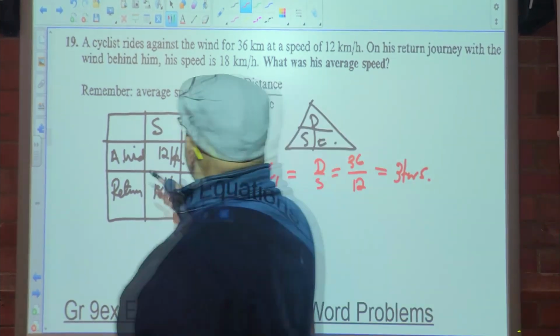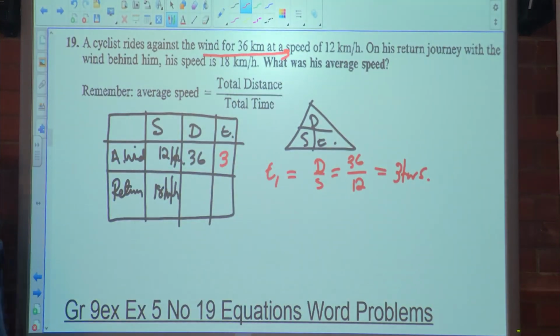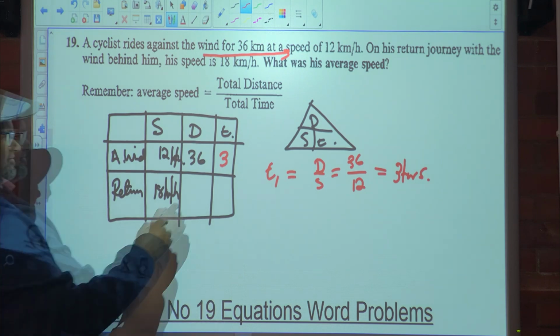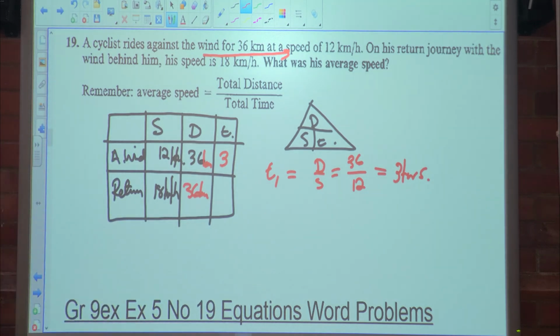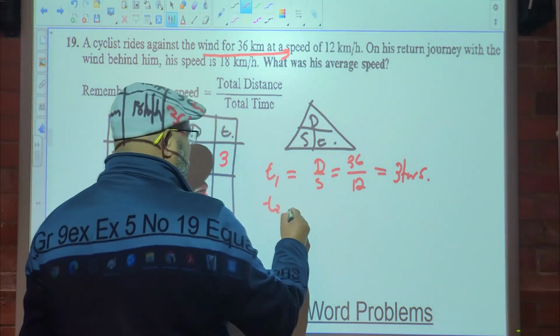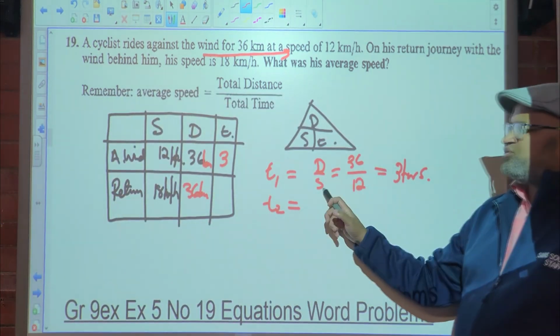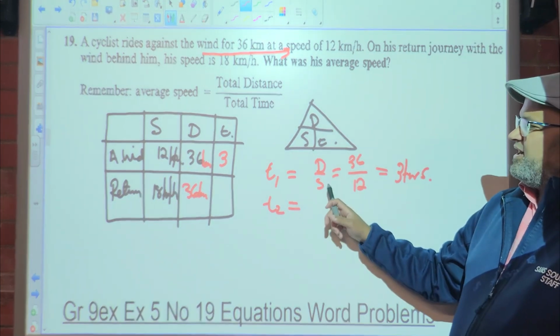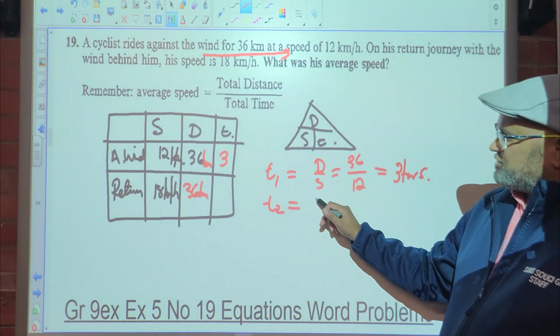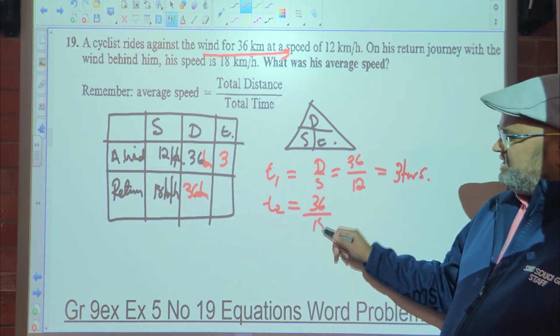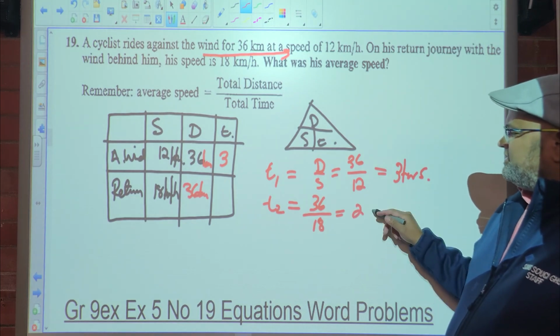People, if he goes against the wind for 36 kilometers, what is his return distance? It's also 36 kilometers. So the distance up is the same as the return distance. So in other words, my second time, my T2, can be calculated as the distance of the second part, or the return, over the speed of the return. So it's going to be 36 over 18. And 36 over 18 is 2 hours.